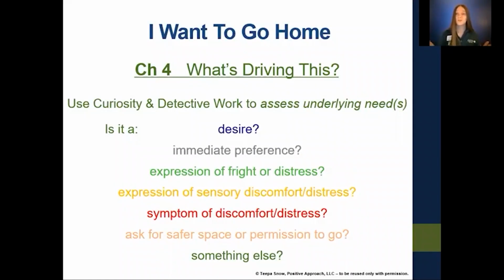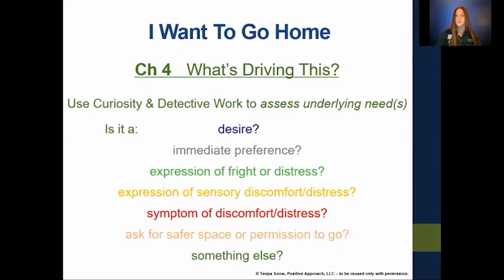Whew, wow, this is complicated, really fascinating, and really complicated. We've really got to use curiosity and some detective work to assess the underlying needs in the situation. So, is it a desire, an immediate preference, an expression of fright or distress, an expression of sensory discomfort or distress, a symptom of discomfort or distress? Or are they maybe asking for a safer space, or at the very end, permission to go? Maybe it's something else, but this really gives us some serious things to consider.